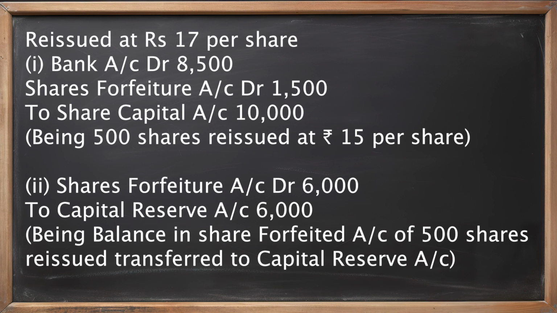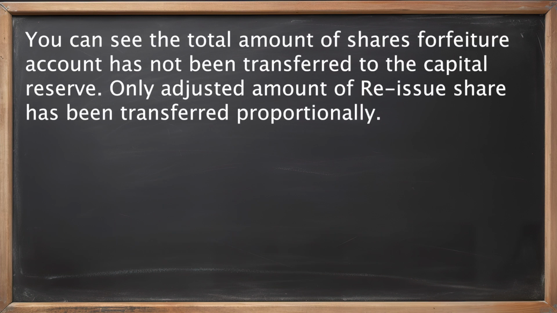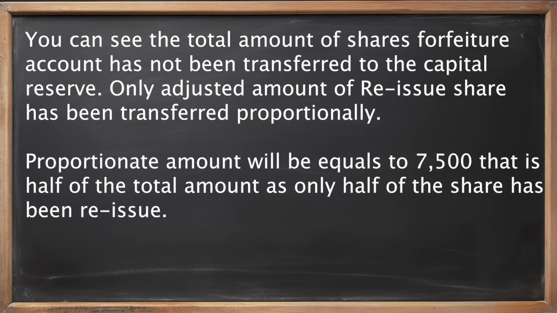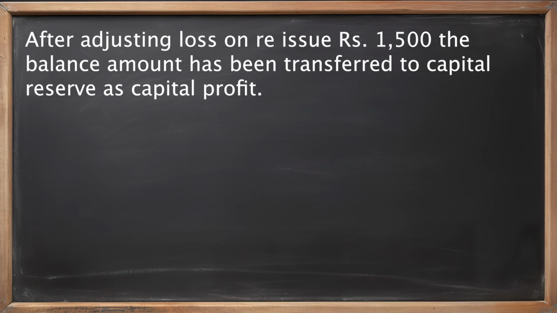capital reserve account. You can see the total amount of share forfeiture account has not been transferred to capital reserve, only the adjusted amount of reissued shares has been transferred proportionately, or in other words, the proportionate amount will be equal to 7,500, that is half of the total amount, as only half of the shares have been reissued. After adjusting the loss on the reissue of rupees 1,500, the balance amount, that is rupees 7,500 minus rupees 1,500, has been transferred to capital reserve as capital profit.